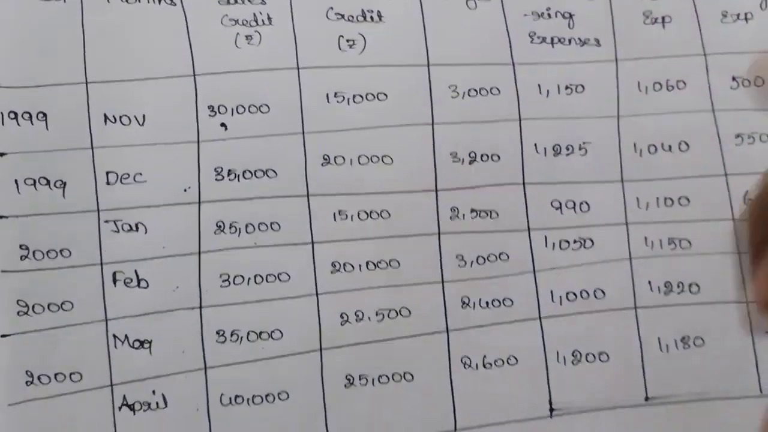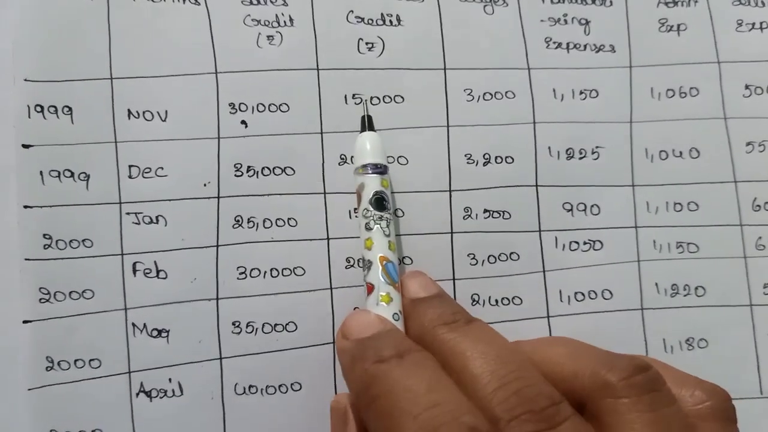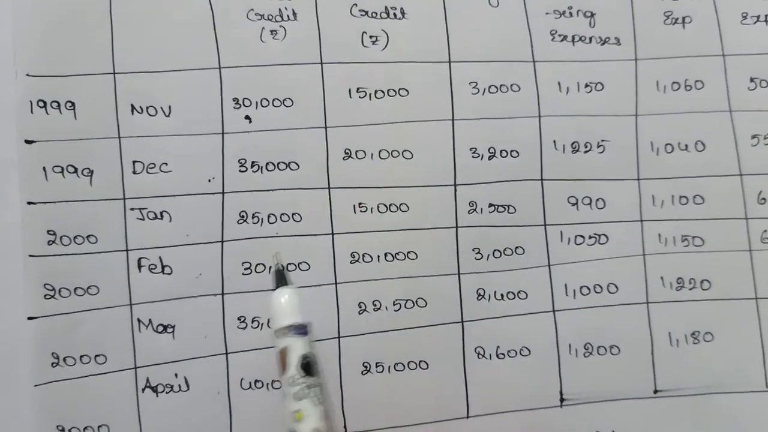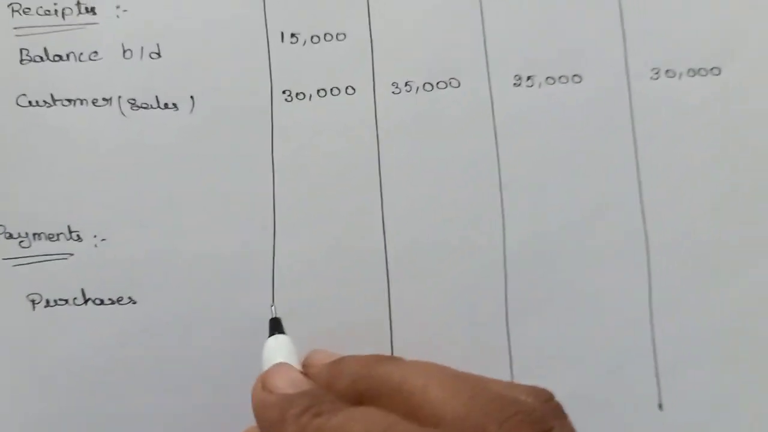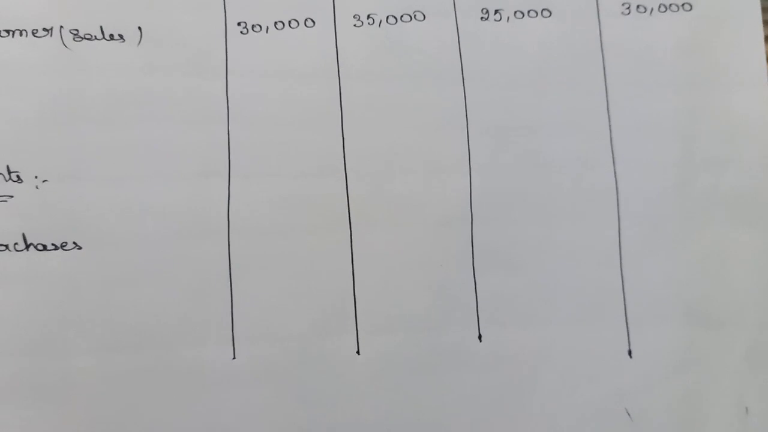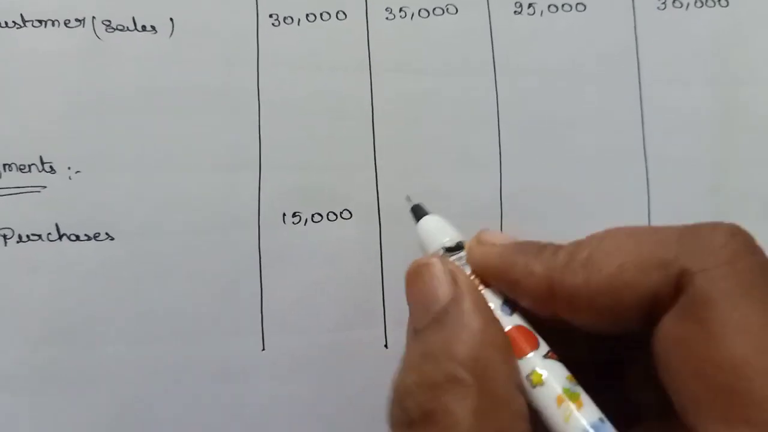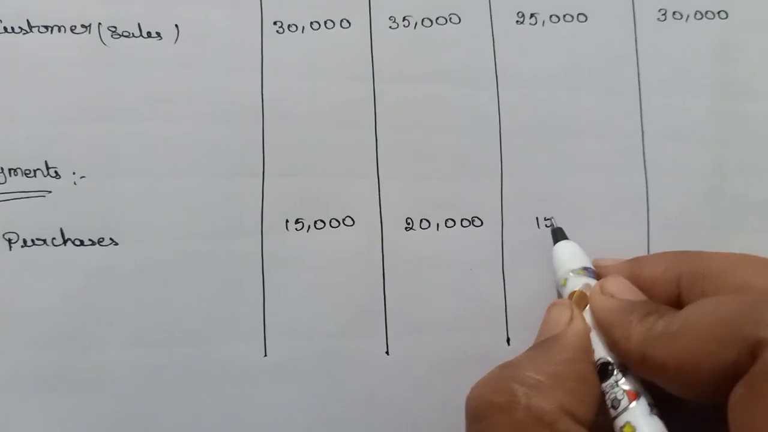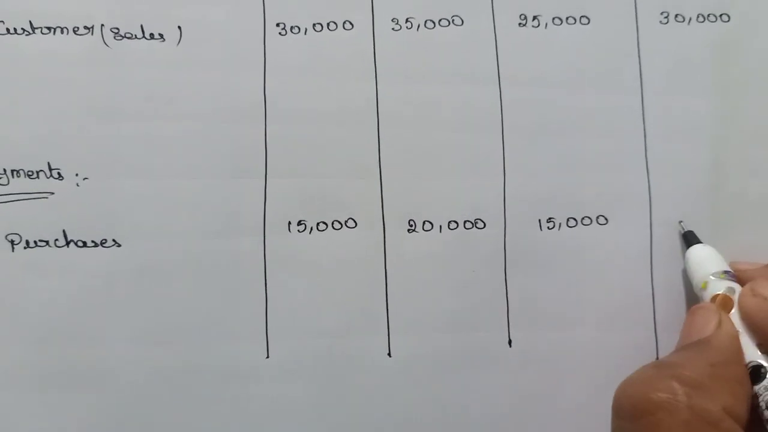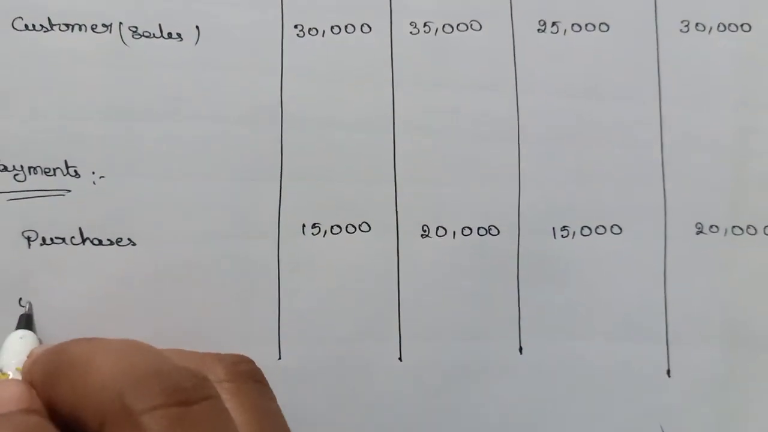So what is the purchases here? As in the sales, how we mentioned in January the amount of November, and in February we have to mention the amount of December. Like that we have to note in the pro forma. Let us go to the purchases pro forma and write the information. Let's go. 15,000, 20,000, 15,000 and 20,000.